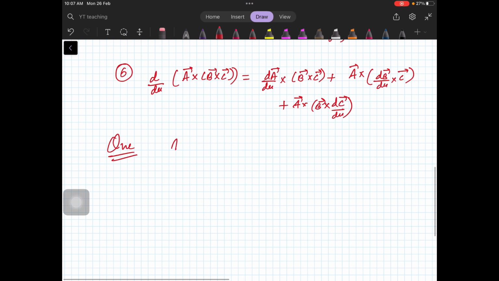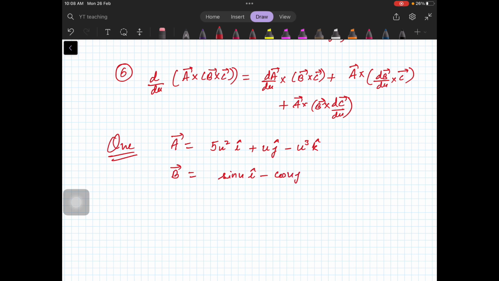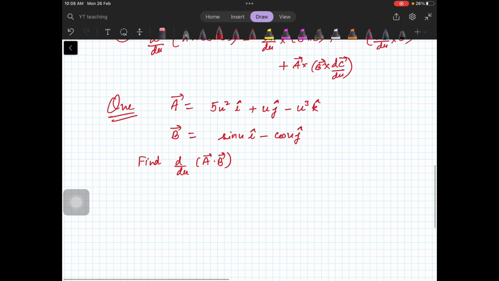For example, if I have a vector A as 5u² i cap plus u j cap minus u³ k cap, and then I have B vector which is sin u i cap minus cos u j cap, right? And the question is: find the derivative of A dot B. So how shall I proceed here? You can use the property, it is A dot dB by du plus dA by du dot B, right?